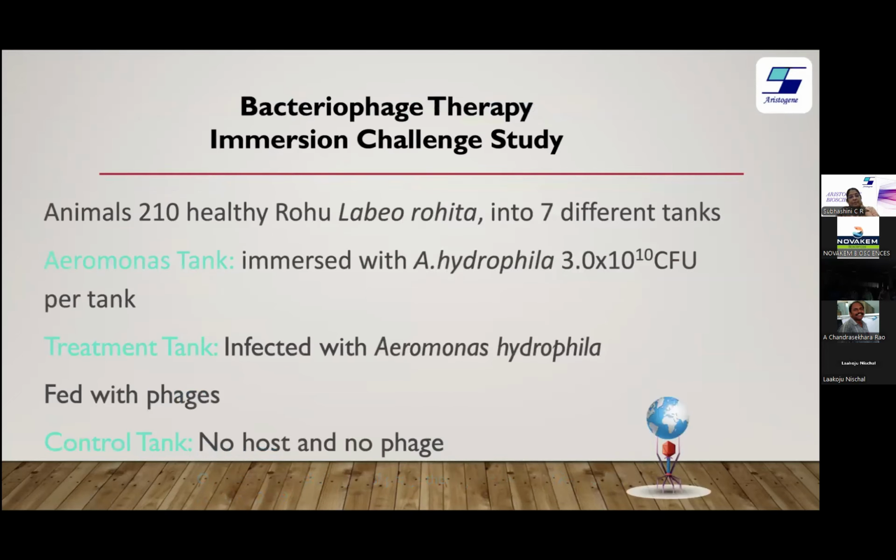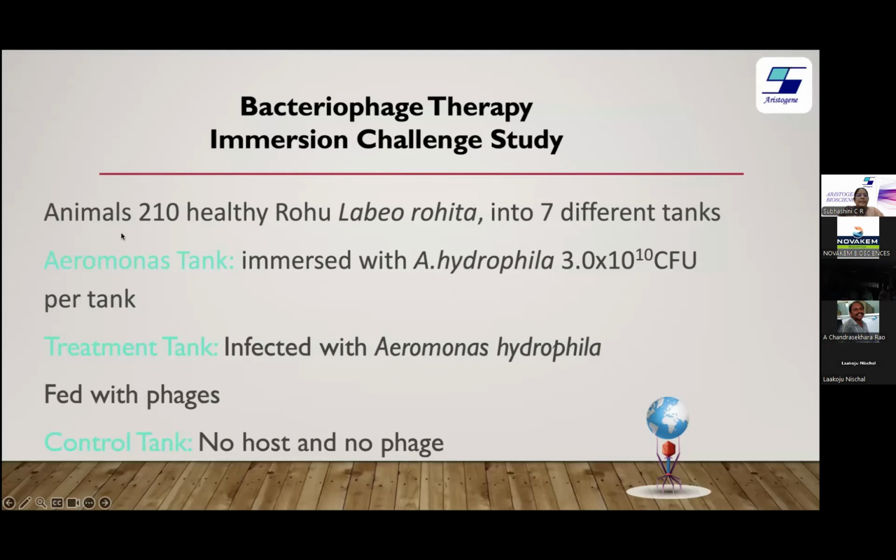And what we have done is extensive work on Aeromonas hydrophila and Pseudomonas fluorescens. We have developed phages against Aeromonas hydrophila, and then we also do testing. This is one of the challenge studies where we have taken around 210 rohu in 7 different tanks.